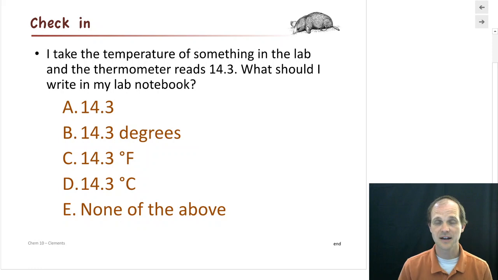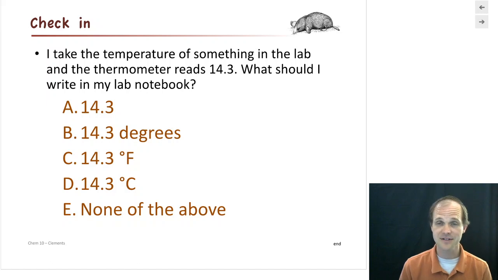So here, I've got another question. I take the temperature of something in the lab. My thermometer reads 14.3. What should I write in my lab notebook? Should I write down 14.3, 14.3 degrees, 14.3 degrees Fahrenheit, 14.3 degrees Celsius, or none of the above? Pause, see if you can guess this one, and we'll move forward.